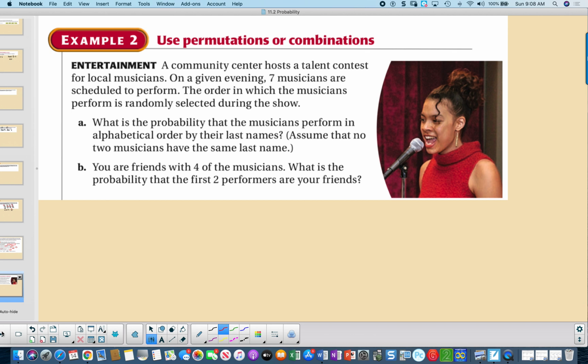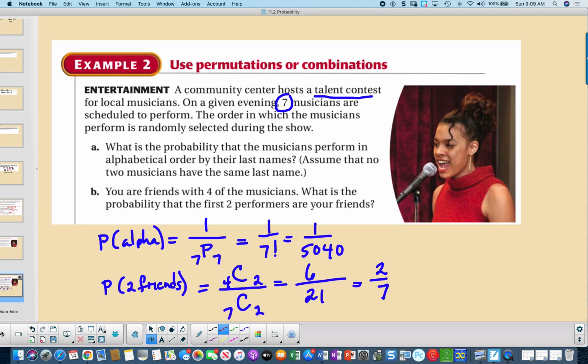Okay, let's take a look at another problem. We have 7 musicians that are scheduled to perform, and the order in which the musicians perform is randomly selected during the show. A, what is the probability that the musicians perform in alphabetical order by their last names? And B, you are friends with 4 musicians. What is the probability that the first 2 performers are friends? Okay, so let's take a look at how we deal with that.